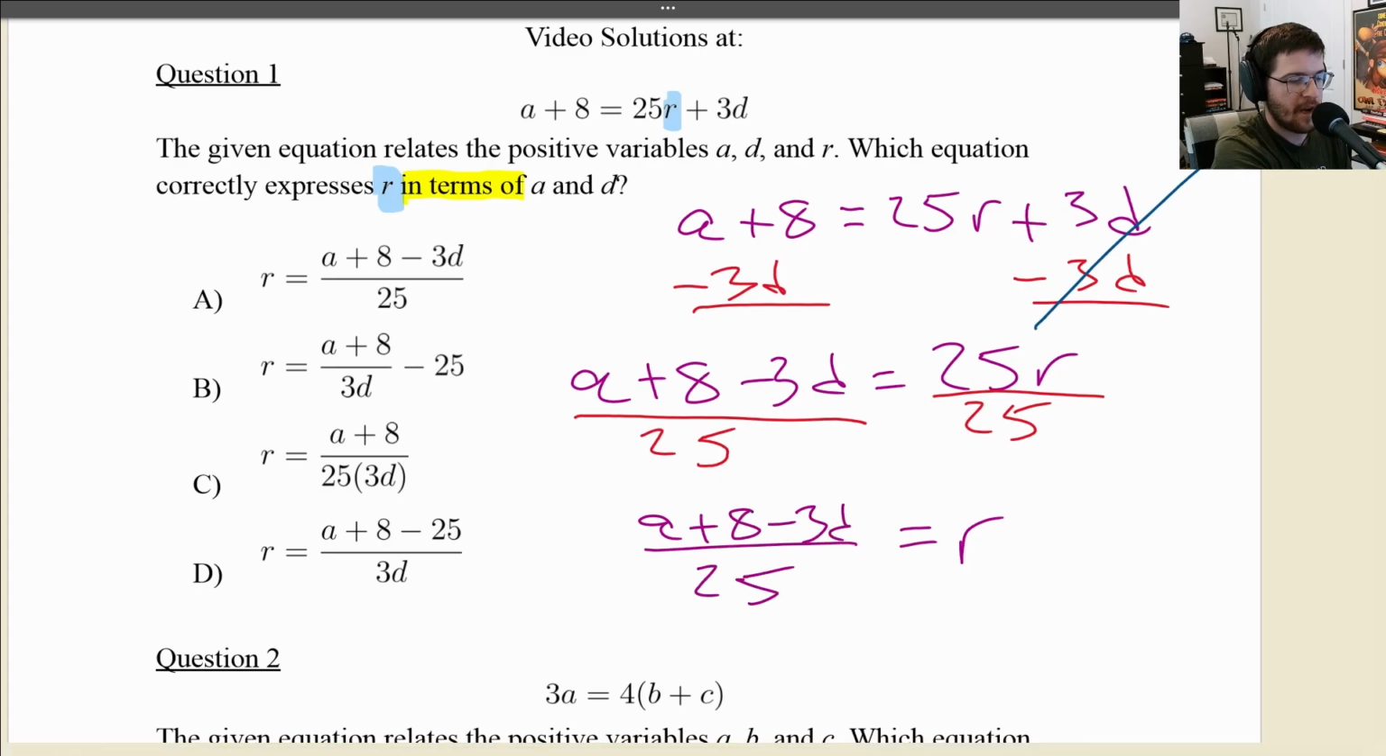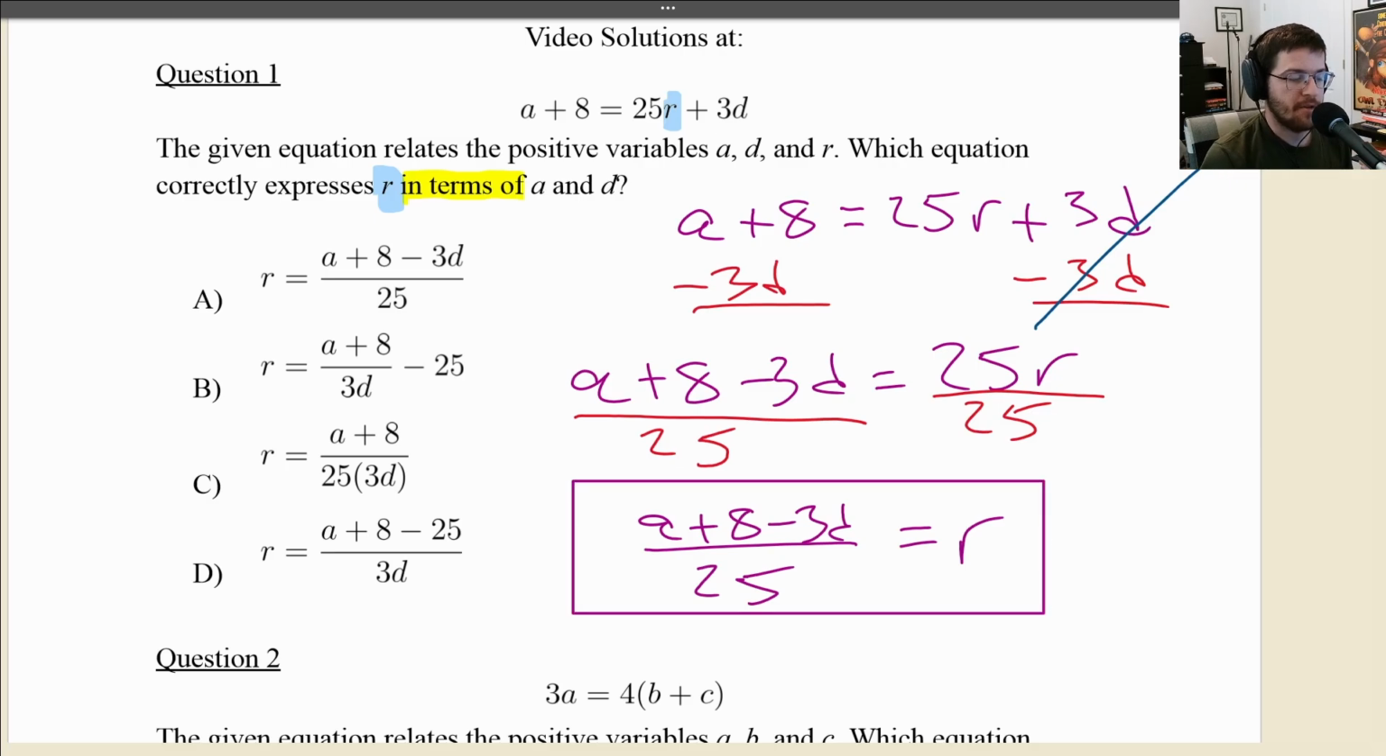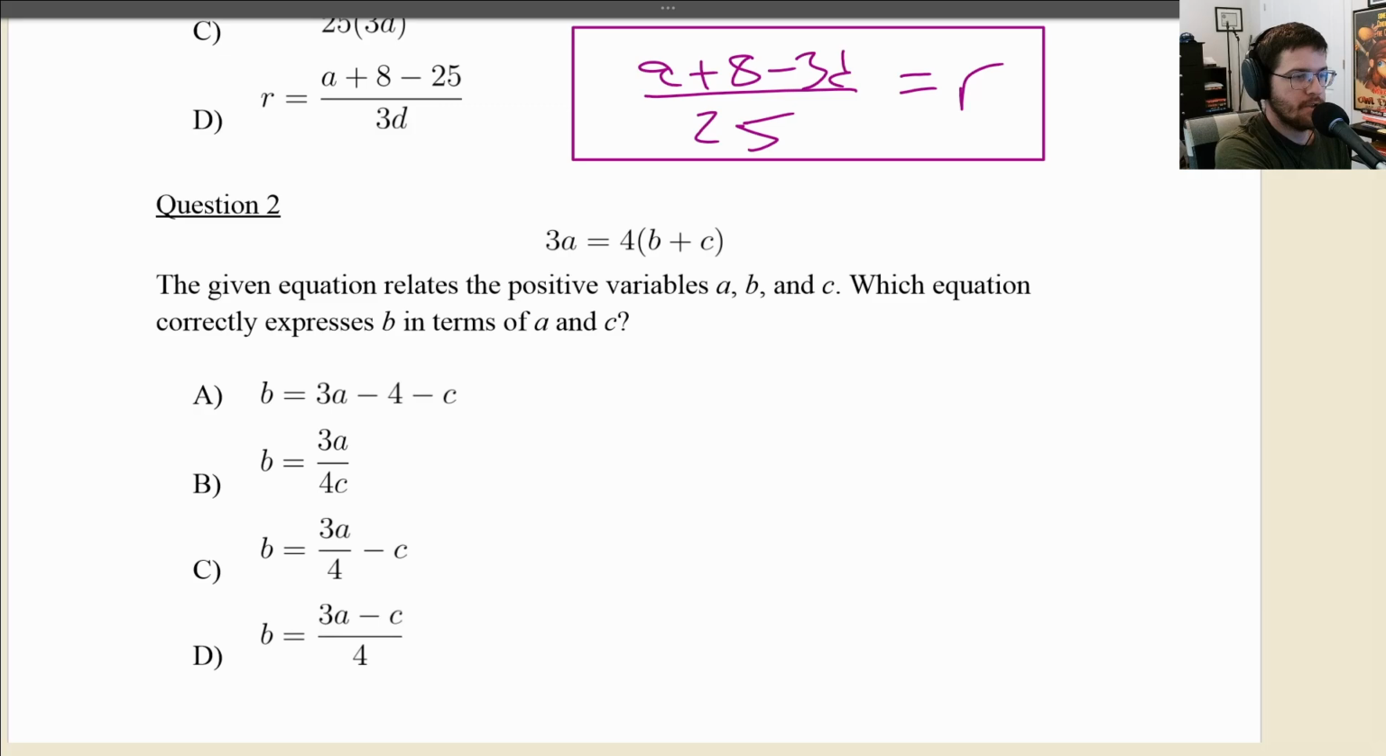We could split this fraction up, but before we even bother doing that, why don't we see if that's one of the choices? It looks like that is choice A, so we don't need to go any further. We can stop there.